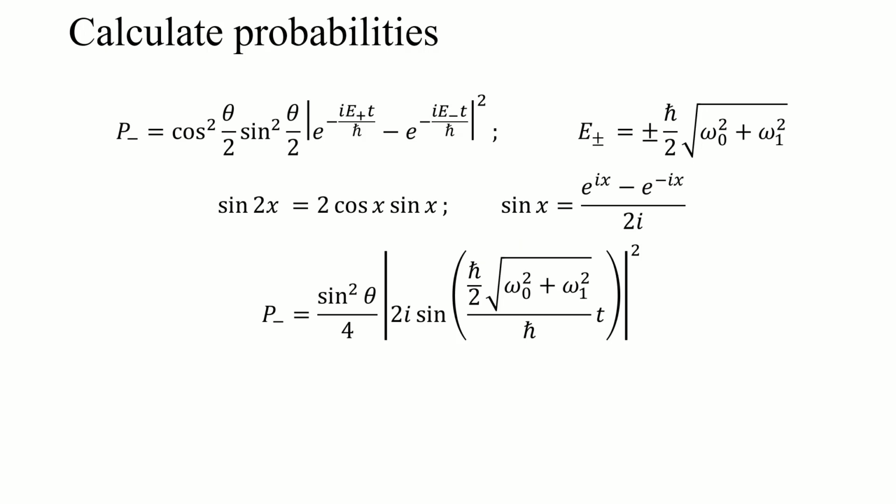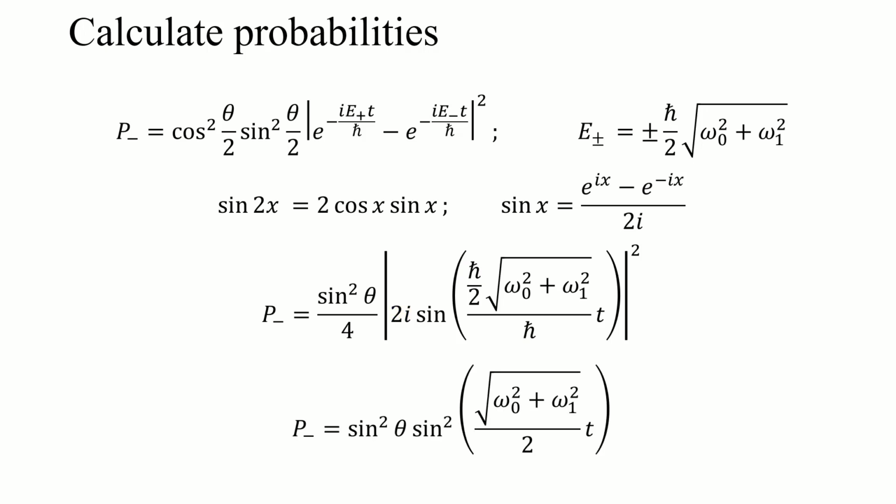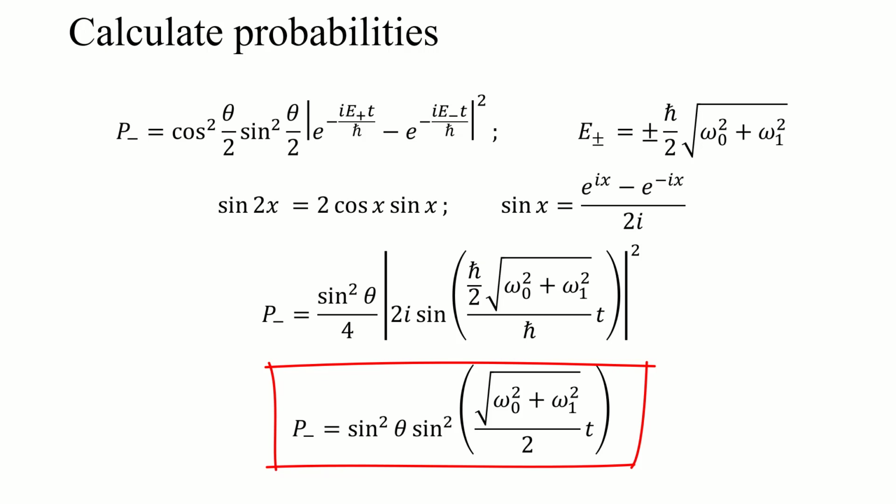That simplifies a bit more. The h bars cancel. The 2i ends up becoming a 4 that cancels the other 4. And we end up with the probability of measuring a spin down at some later time t is sine squared theta sine squared omega naught squared plus omega 1 squared, all square rooted over 2 times t.